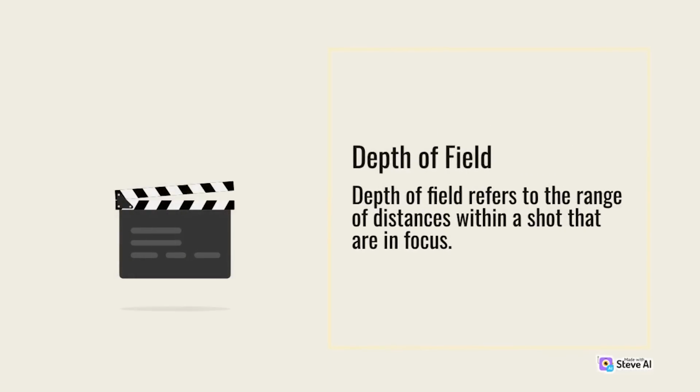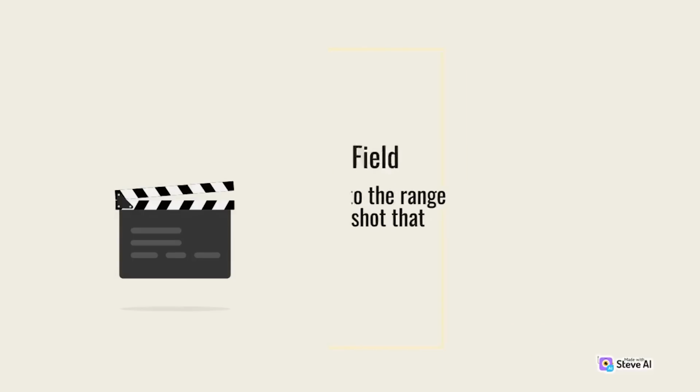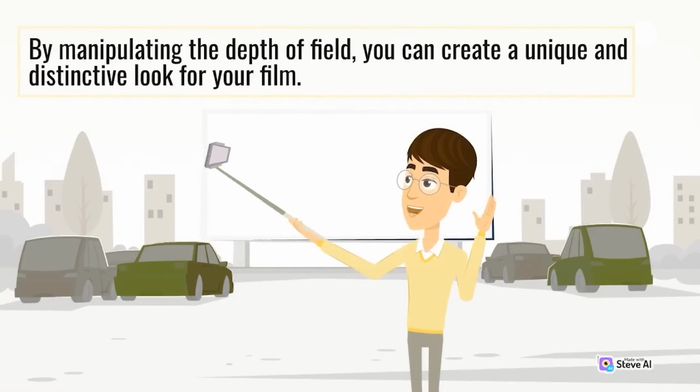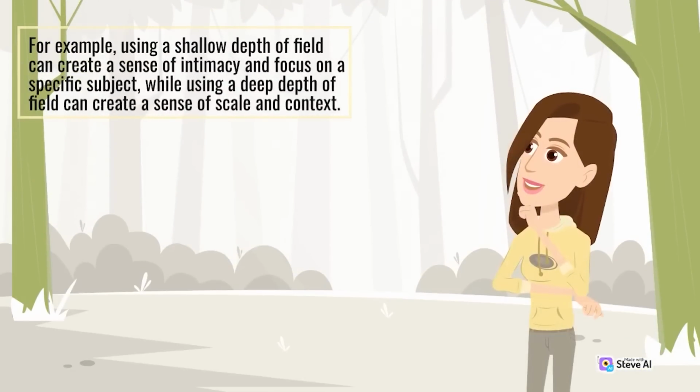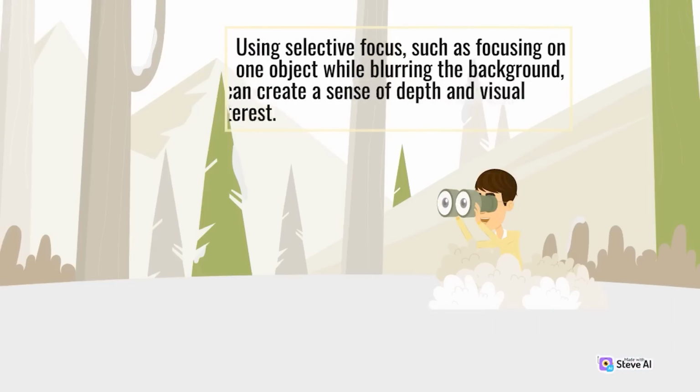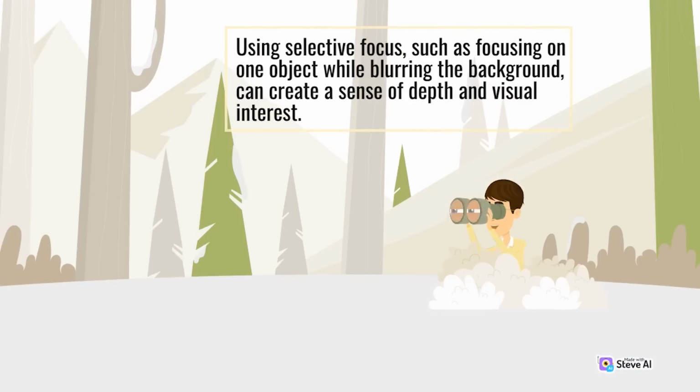Depth of field. Depth of field refers to the range of distances within a shot that are in focus. By manipulating the depth of field, you can create a unique and distinctive look for your film. For example, using a shallow depth of field can create a sense of intimacy and focus on a specific subject, while using a deep depth of field can create a sense of scale and context. Using selective focus, such as focusing on one object while blurring the background, can create a sense of depth and visual interest.